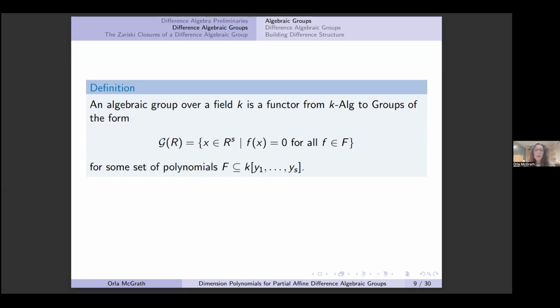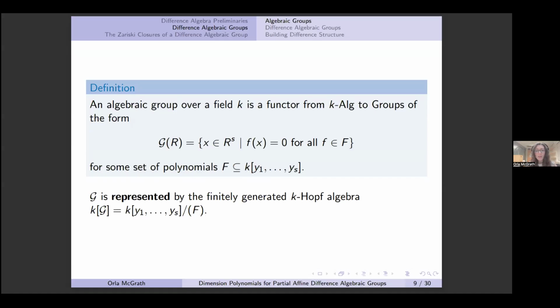For me, an algebraic group over any field K is a functor which takes a K algebra and returns the zero set of some set of polynomials evaluated in that K algebra. In particular, for an algebraic group, for each K algebra R, we need G of R to be a group. The way that this works is that the polynomials can only take certain forms in order to make sure that their zero set is in fact a group.